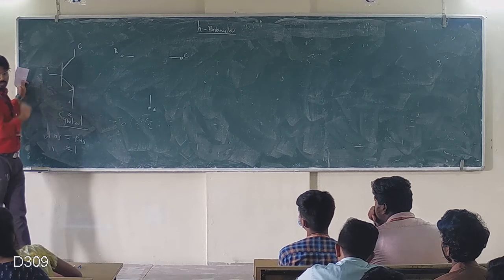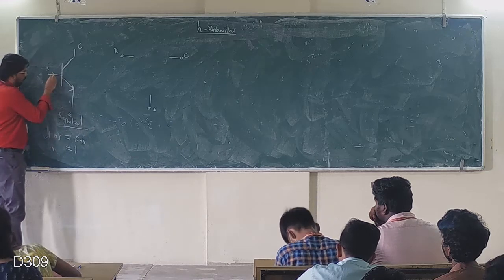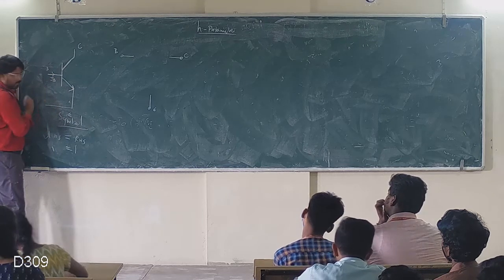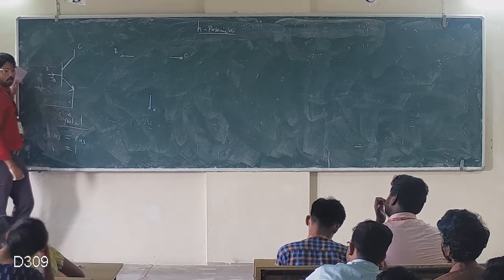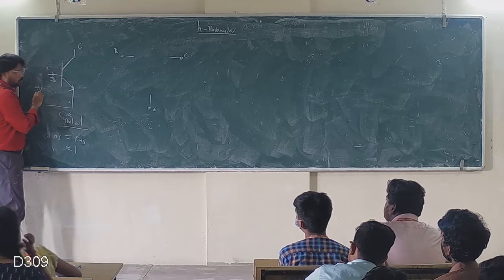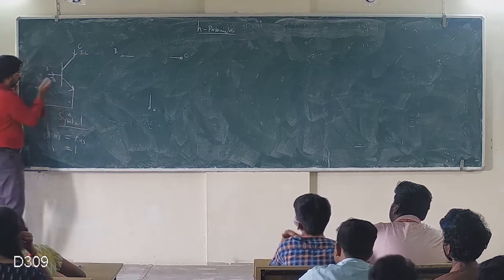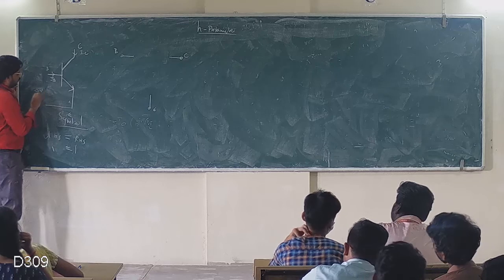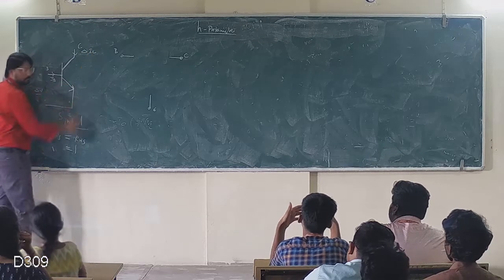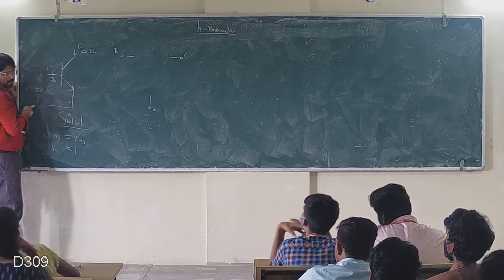So how to convert? What is this? Base. Base always takes the input signal, like this. This is my input audio voice. Because of this small change, it will get magnified at this point, which I call the collector current. So a small change in voltage produces a large change in the collector current.